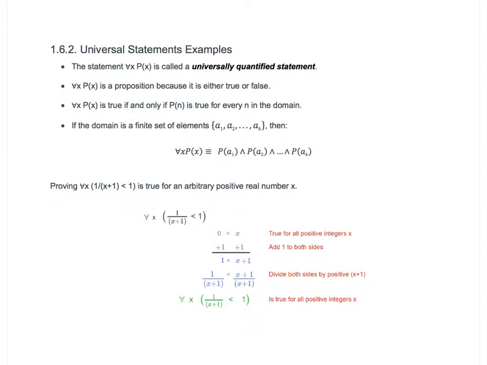Anyways, so when you divide both sides of the inequality by x plus 1, on the left hand side you get 1 over x plus 1, and on the right hand side you get x plus 1 over x plus 1, which is equal to 1. And then you get the green inequality that you see at the end, which is what we were going to prove. So the proof is complete, and we proved that for any positive real number x, the inequality is true. Therefore, the universally quantified statement mentioned at the beginning is true.